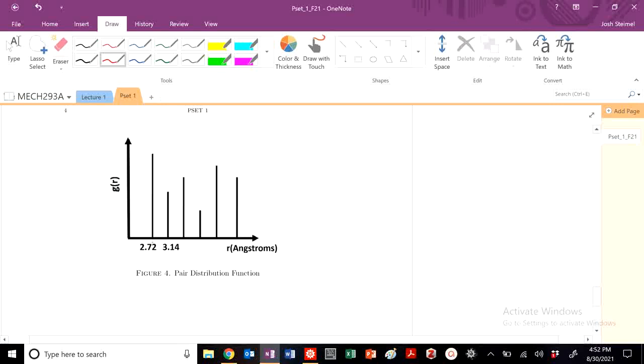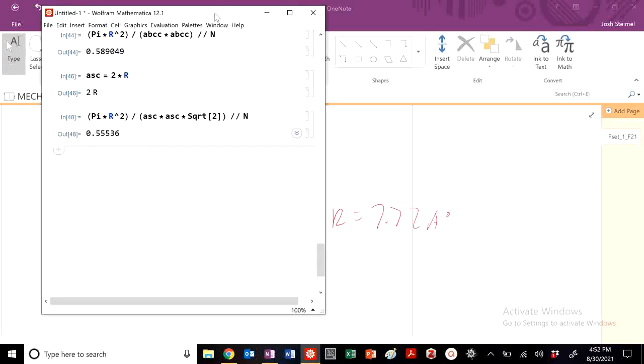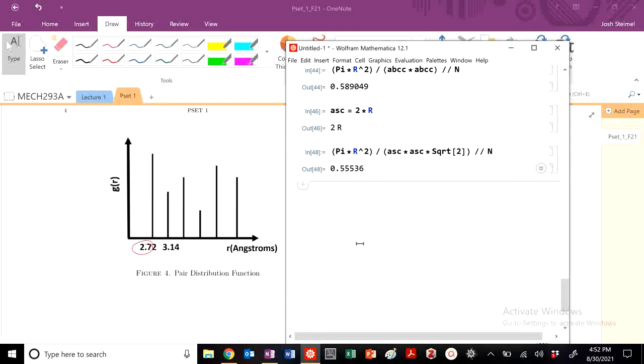Now, I know for my RDF PDF, this is my nearest neighbor distance, so 2R equals 2.72 angstroms. If I can figure out my metallic radius, I can also figure out what type of material this is. The second number, that 3.14, is the next nearest neighbor distance. So 3.14 divided by 2.72. I know that my nearest neighbor distance is always 2R, and then in an FCC crystal, it's 2R times square root 2, divided by 2R. And let's look at that value here. This ratio is not correct.